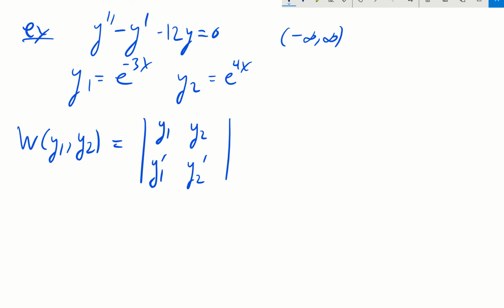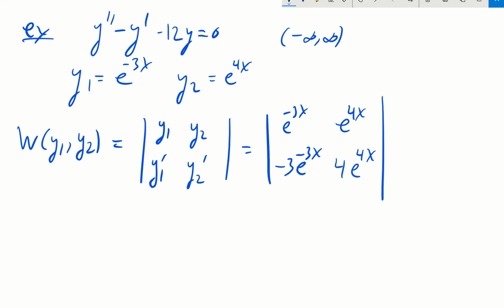So if we have two solution functions, we need the function and its derivative, because we're going to get a 2 by 2 matrix. So y1 was e to the negative 3x. The derivative of e to the negative 3x would be negative 3 e to the negative 3x. y2 is e to the 4x. Its derivative would be 4 e to the 4x. And now we need to find this determinant.